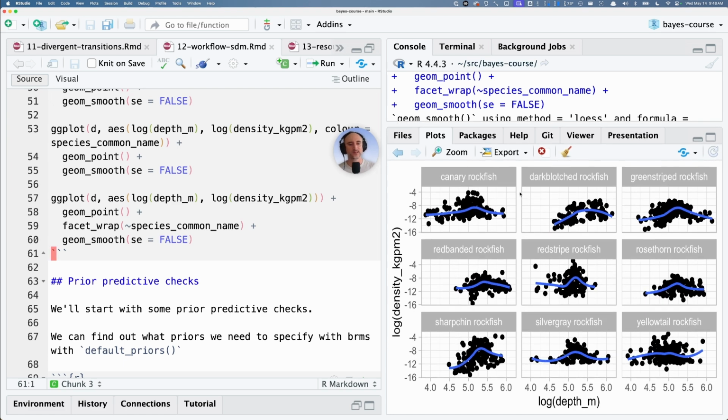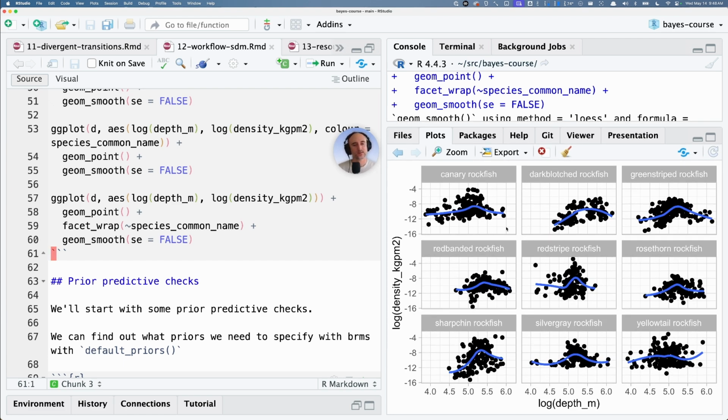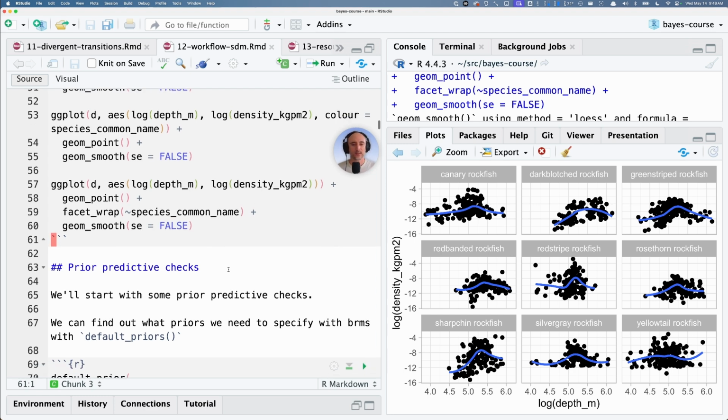So we're going to try to fit this shape. Our question is, how does depth relate to the expected density of these rockfish? You can see that we've got this sort of curved shape where there's some kind of an optimal depth for a given rockfish species. So we're going to have to fit some kind of a curve to that. We're going to end up fitting a quadratic to get that shape. And we're going to be working with log density so that our predictions are always going to be for positive density in the end, so we can't have negative densities.